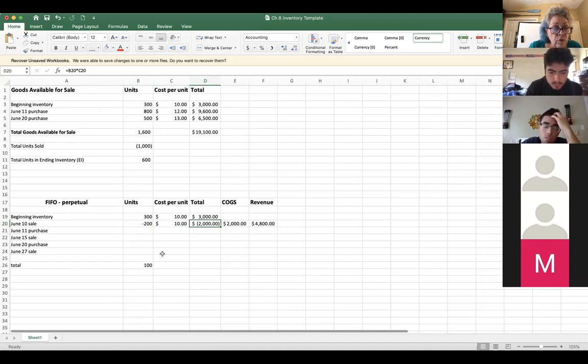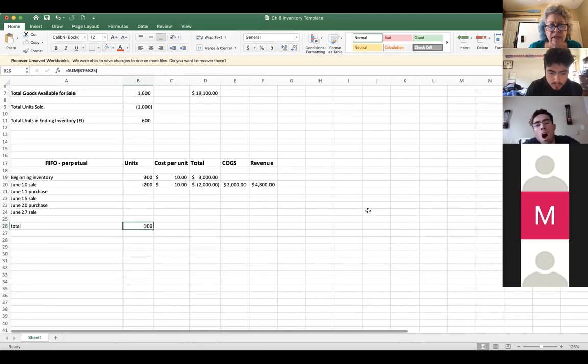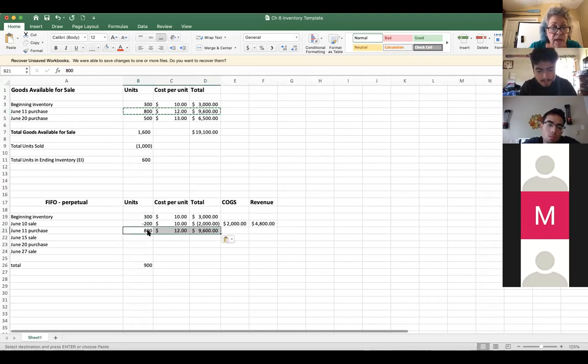Got it. So the total number of units in my ending inventory is 100 units. So I've got 100 units in ending inventory that all comes from beginning inventory. Then on June 11th, the problem gave me the information that I purchased 800 units at a cost of $12 a unit.